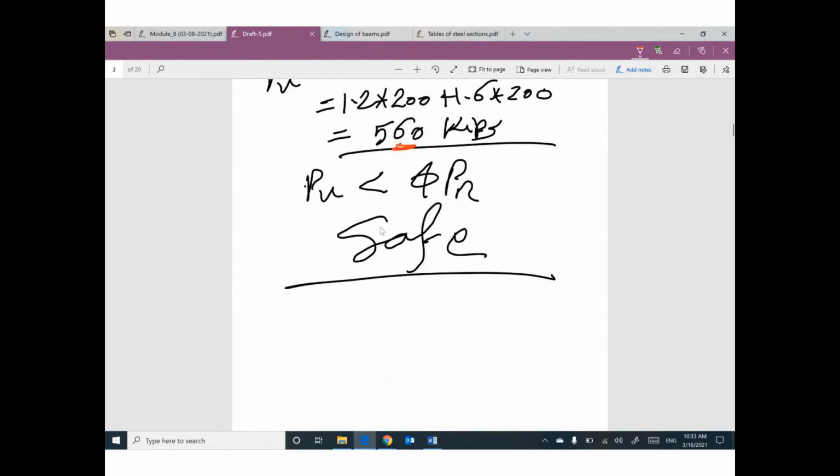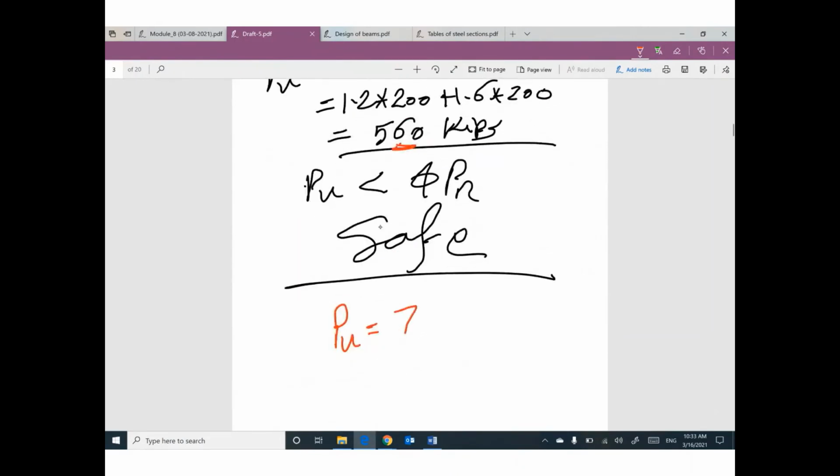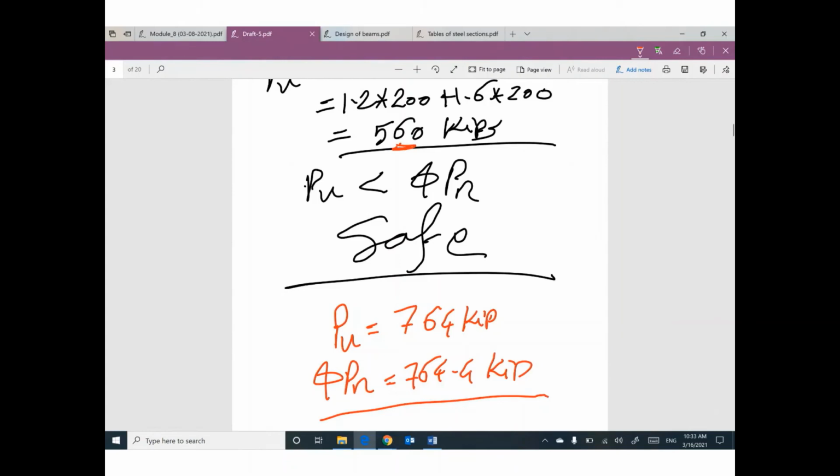Don't worry if your P ultimate equals 764 kip and your phi Pn equals 764.4. You are safe and don't worry. You are safe and more economic.